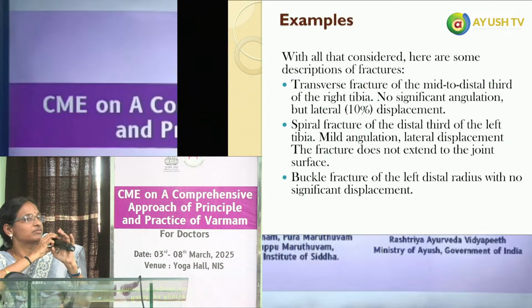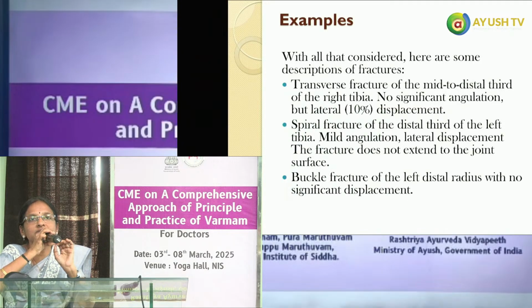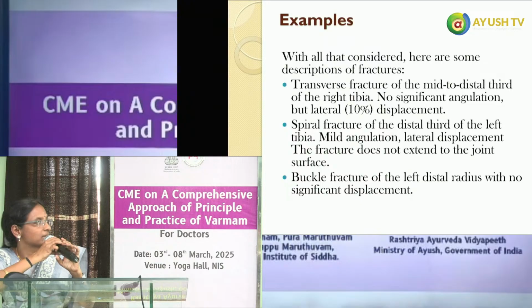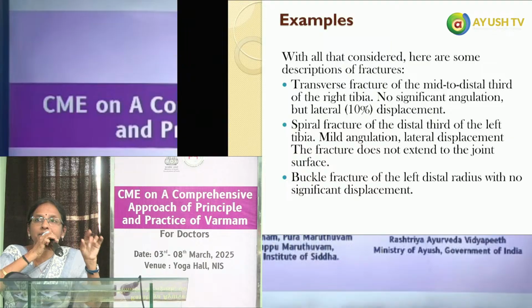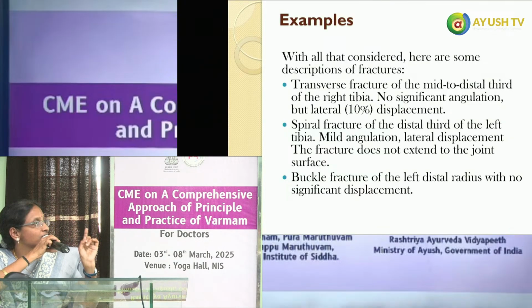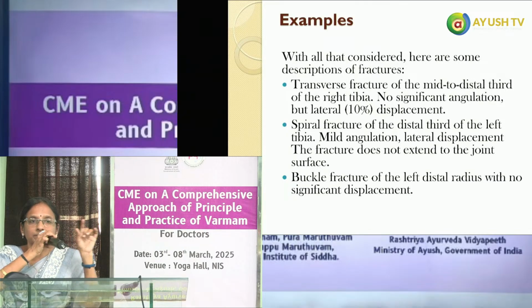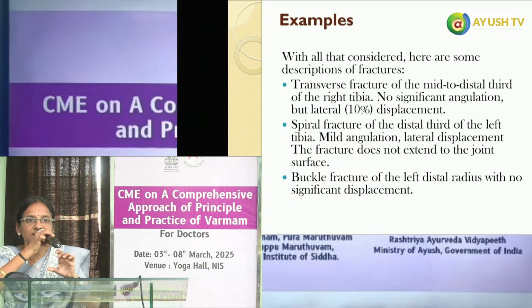So after all these considerations, now we will have to describe fractures. Just a few examples of how fractures have to be described. A transverse fracture means it is horizontal, perpendicular to the long axis of the bone. Transverse fracture of the mid to distal third. This is how they give us the anatomical landmark. The tibia is divided into 3 parts: upper third, middle third, distal third. So this fracture is somewhere between the middle and the distal third.